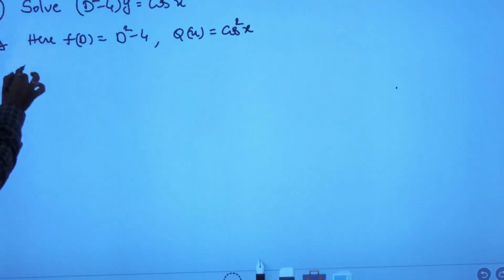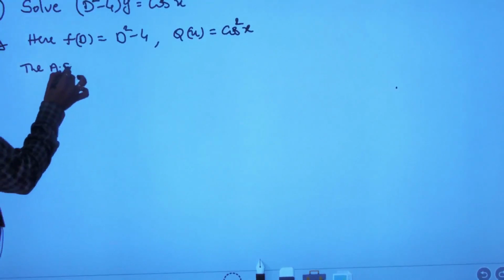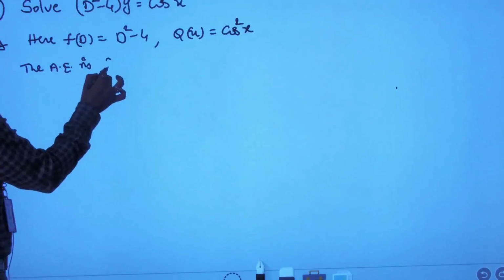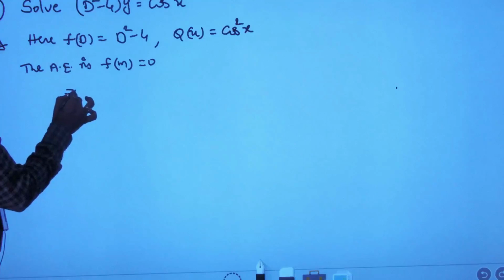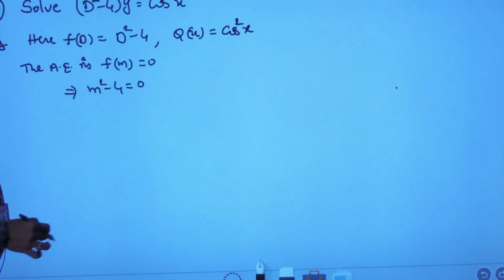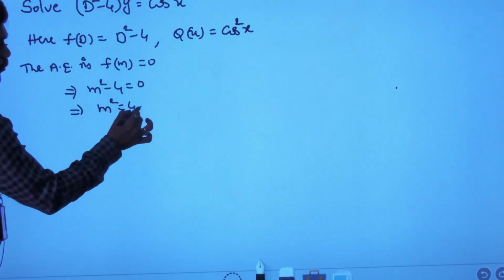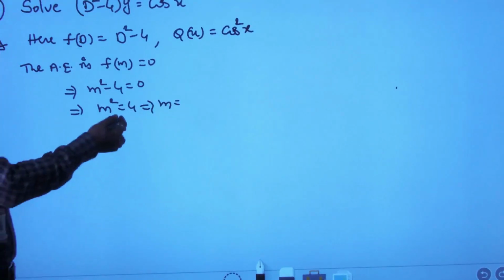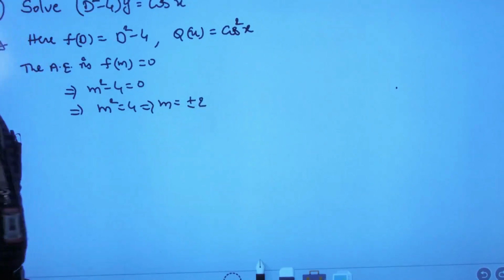Now the auxiliary equation, to find the complementary function. First of all we have to write the auxiliary equation. The auxiliary equation is f of m equal to 0. What is f of m here? m square minus 4 is equal to 0. Now m square is equal to 4, then m is equal to plus or minus 2.